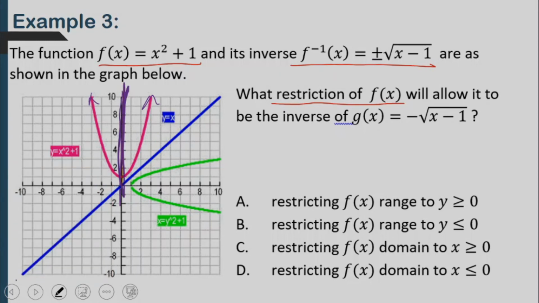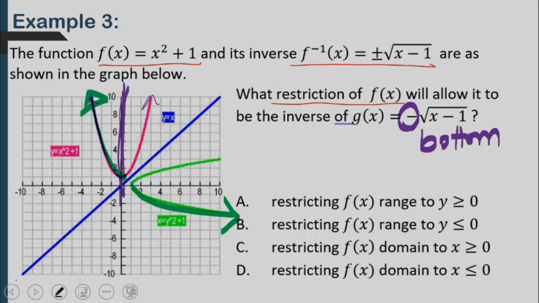So for it to be the inverse of the negative, the negative again will be the bottom half. The bottom half will be that half. So that means we want the left. We want the left part. So we want x less than or equal to 0 in this case.